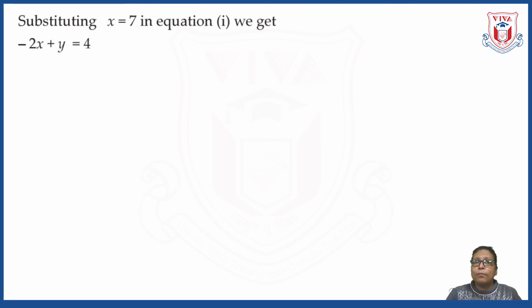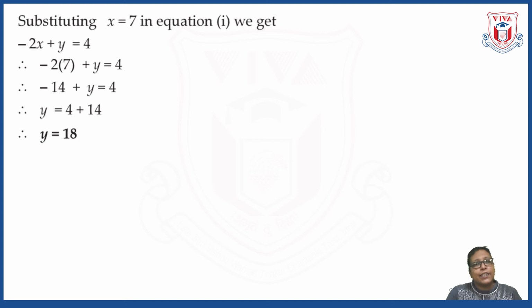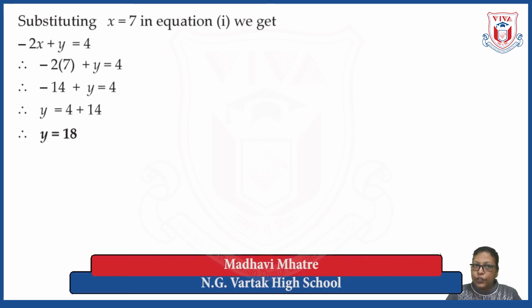So equation 1 is what? Minus 2x plus y is equal to 4. So we are replacing x by 7 here. You can see that x is replaced by 7. So minus 2 into 7. Either you write it in bracket or you make use of the into sign, multiplication sign. So minus 2 into 7 is minus 14 plus y is equal to 4. And from that y is equal to 4 plus 14, so y is equal to 18. In this way we got the values of x and y.